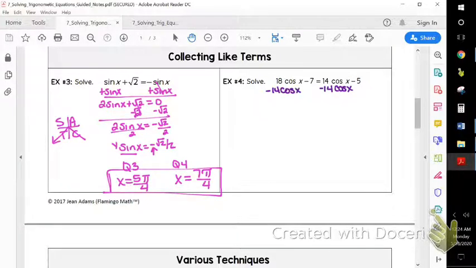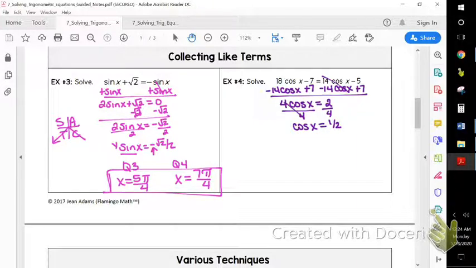And this 7, so that cancels. Let me do that. This 7 doesn't belong here. It doesn't have a cosine of x. So I'm going to go ahead and just move it over and add it to that negative 5. So I have 4 cosine of x equals 2. And so we can divide by 4. And so we get cosine of x equals 1/2.